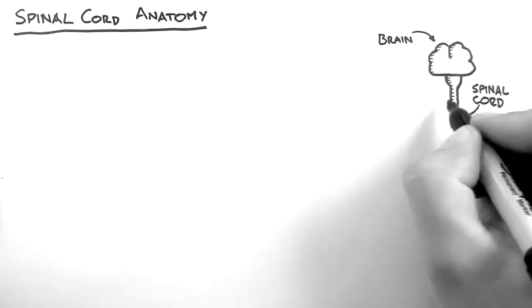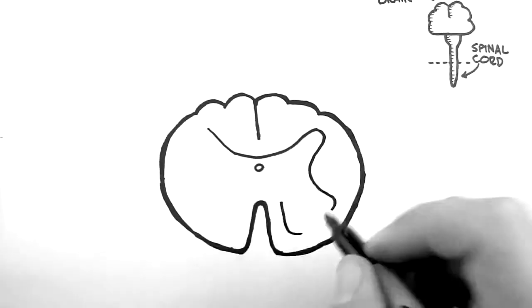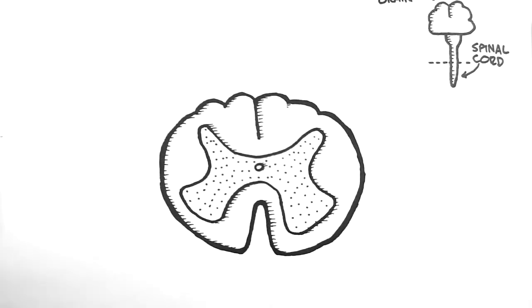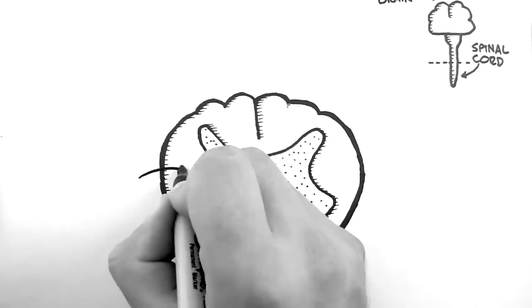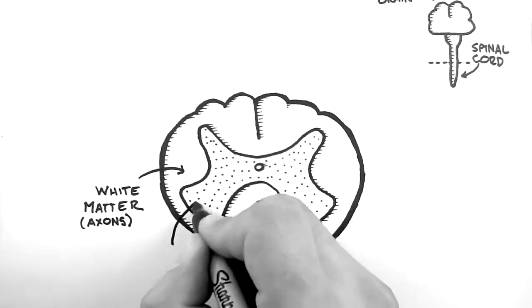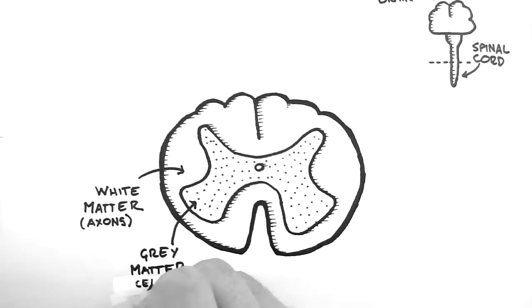We're going to cut through here like this. And this is what we see. The first thing you'll notice about the spinal cord is that there are two well-defined areas. The first is the white area around the outside, which we call white matter, and is comprised primarily of axons and the cells which support axons. The second is the grey matter, which is this central butterfly-shaped area, which is where the cell bodies of the neurons reside.